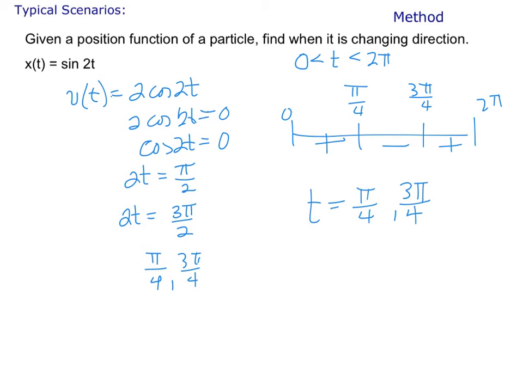So what was the method? We talked about methods. Find the derivative of the position function, set it equal to 0, and then double check that it changes signs on either side of it.